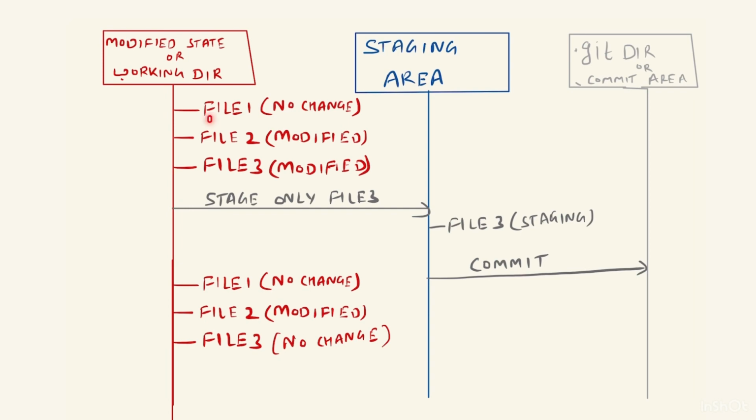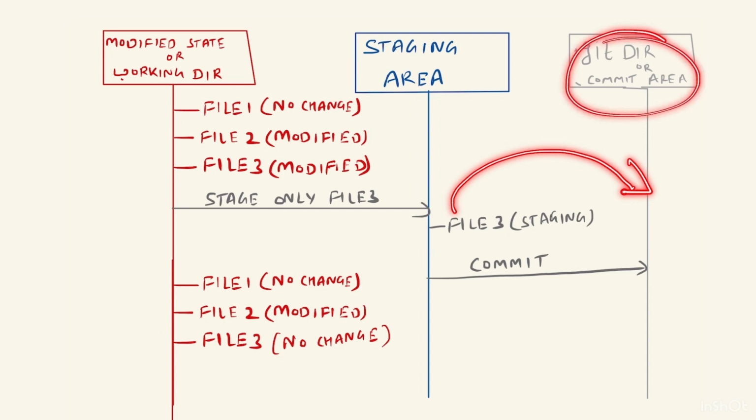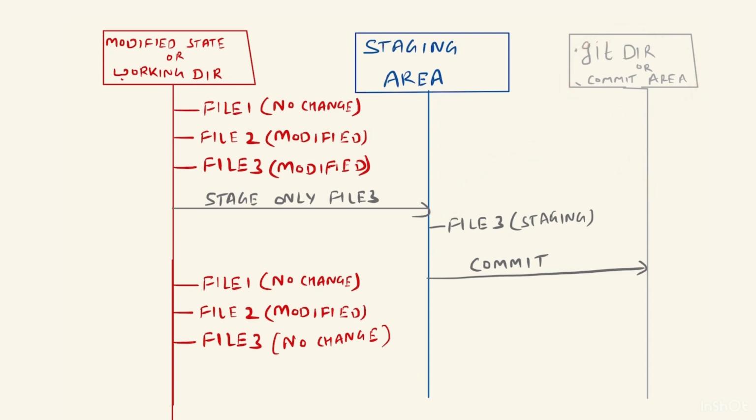Let's take an example. We have file 1, file 2, file 3. You did changes in file 2 and file 3, and then you stage only file 3. After this staging, you commit that code and move file 3 to the commit area. Now after that, when you see your working directory, you will see that file 1 says no change, file 3 says no change, and file 2 is still in modified state. We will look into this later when we work on Git commands, and you will see all these changes.